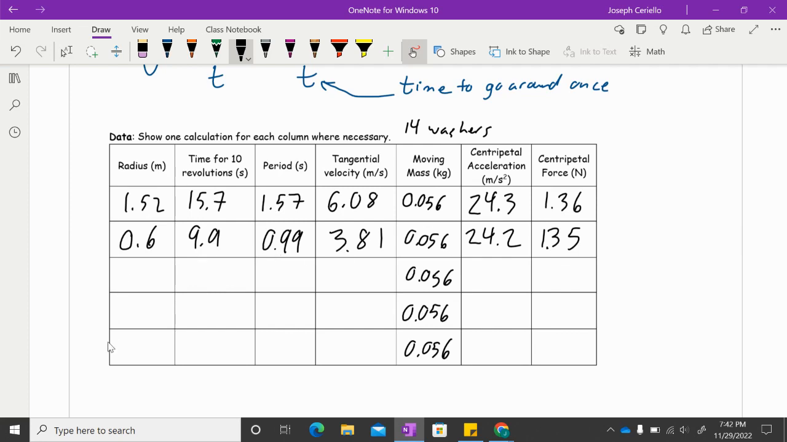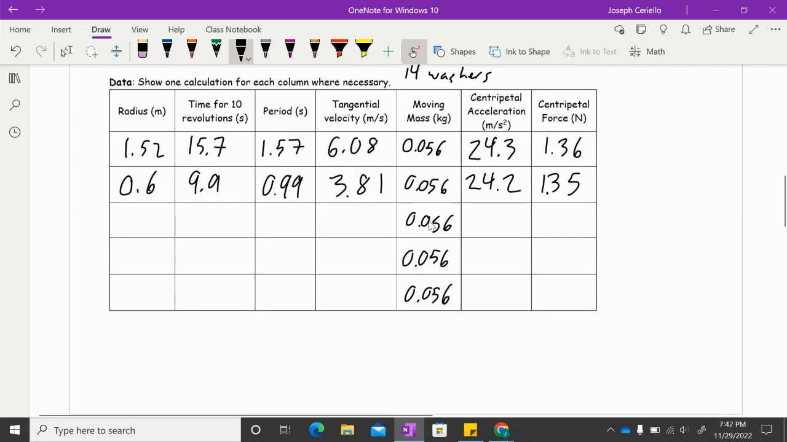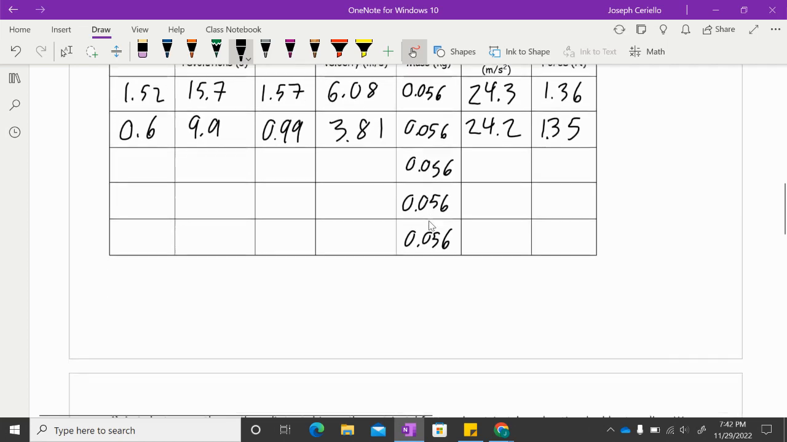So again, make sure you finish this up. Again, I used 14 washers. You are not using 14 washers, and your moving mass should not be 56 grams. Make sure your numbers are different.